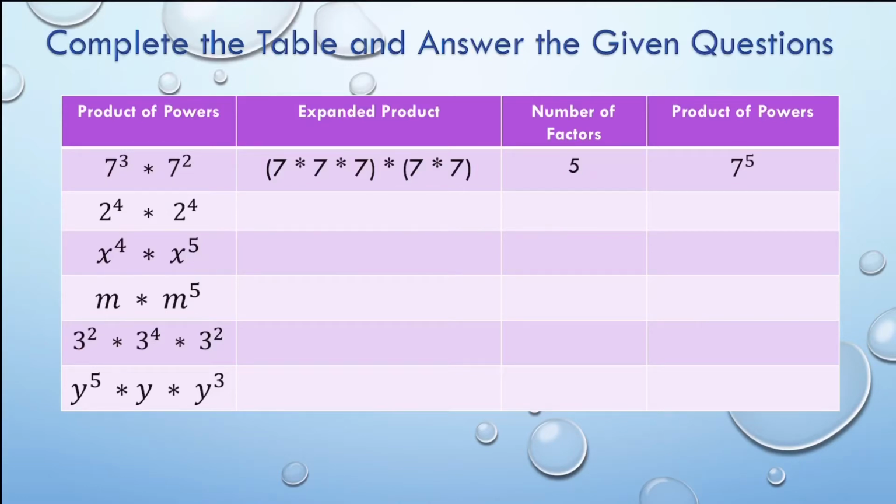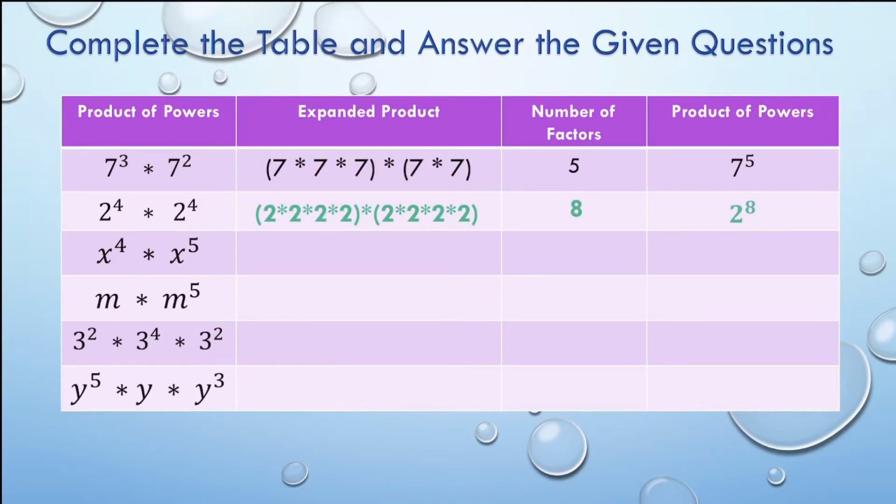Then I did 7 squared. Now those two things are being multiplied by each other. So when you see the expanded product and you count the number of factors, remember factors are things being multiplied, there's 5. So I can rewrite that as a power now, and that's 7 to the 5th. So let's go down and do 2 to the 4th. When I write it out, I should have 4 2's times 4 2's. When you count the number of 2's there, you should have 8. So you have 2 to the 8th. Does everyone see how we're doing this?